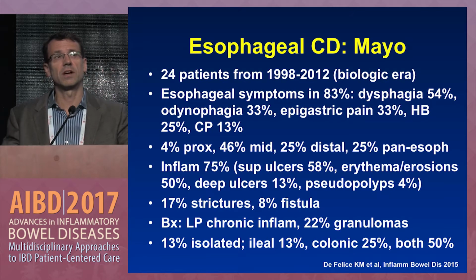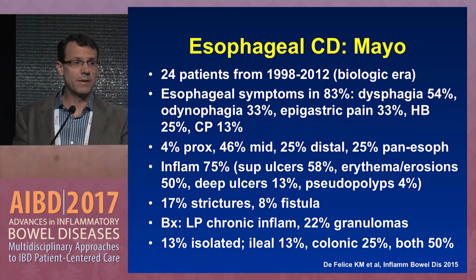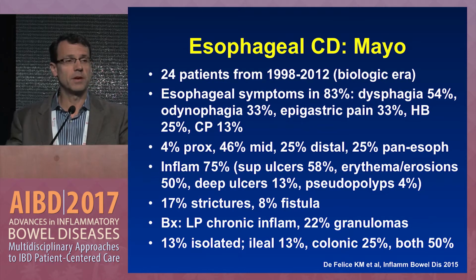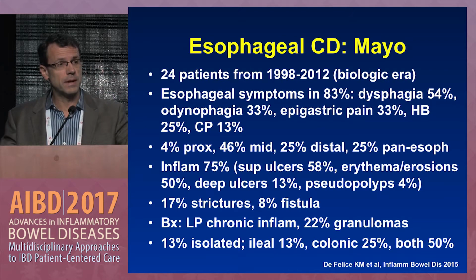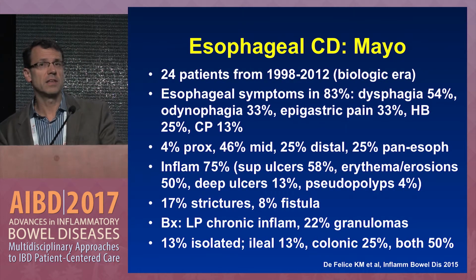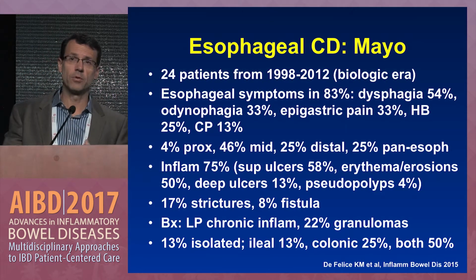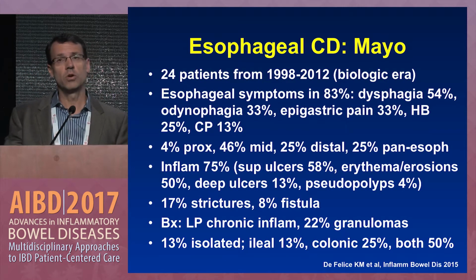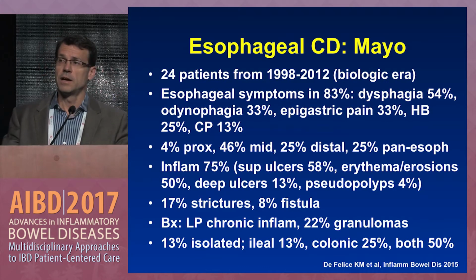they thought had definite esophageal Crohn's disease. In this case, they had symptoms in the vast majority of patients. Many patients had dysphagia, odynophagia, epigastric pain, heartburn, or chest pain in a smaller percentage of patients. As far as where in the esophagus the involvement was, only 4% were proximal, about half were mid-esophageal disease, a quarter were distal, and a quarter was, as with my patient, panesophageal.